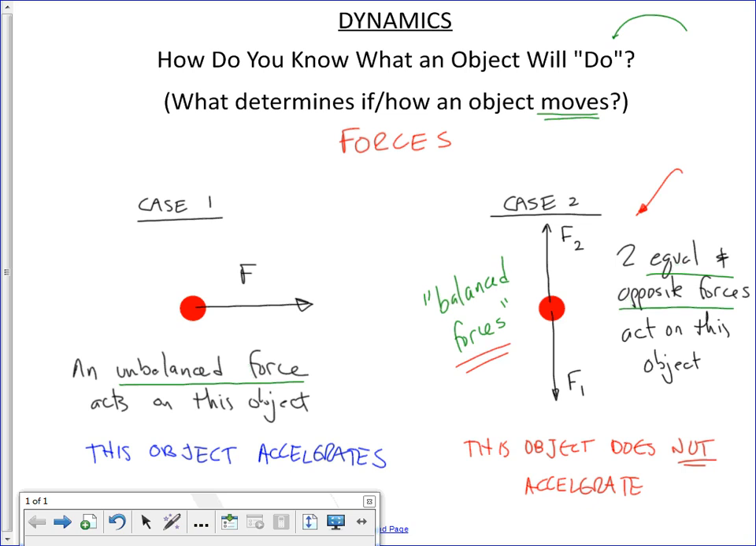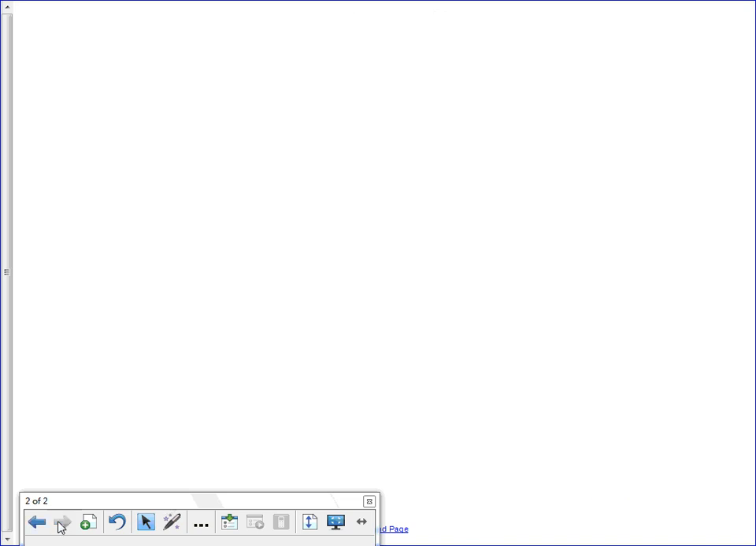Or we can say all the forces on the object are, quote-unquote, balanced. Any object that is accelerating, it's because of this. It's because there's an unbalanced force that acts on the object. Now, does it have to be just one force or two forces acting on an object? Of course not. So let's look at a few more cases.